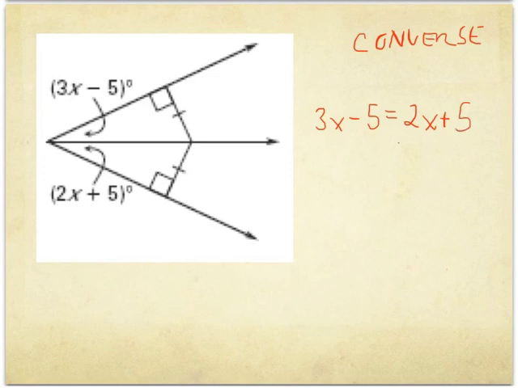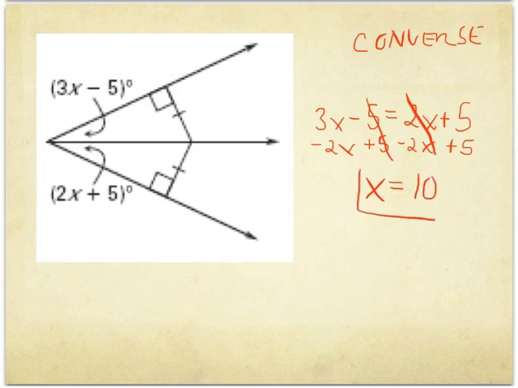Solving for x, we can subtract 2x from both sides, add 5 to both sides, 5's cancel, 2x's cancel, and we're left with x is equal to 10.